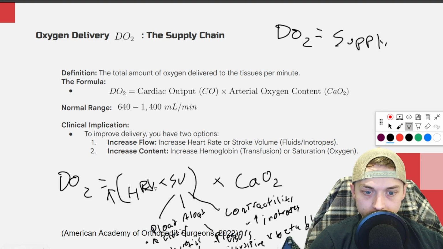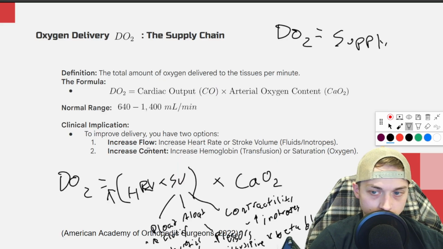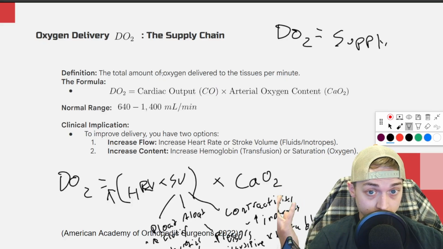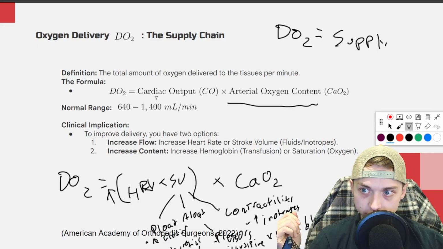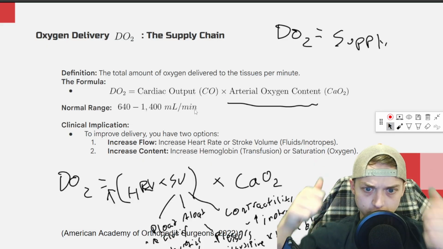So this is one side of the equation. Now we're going to get into the other side. Remember, to improve delivery, we have two options. We can either increase our heart rate or our stroke volume, or we can increase the content of our arterial oxygen content. Say that a product from Walmart is in high demand. In order to maintain American consumerism, they can either increase how often shipments are coming through, altering this part, your cardiac output, or they can stack the truck full and put everything on one truck at once, and that would be altering the arterial oxygen content. Okay, are we clear on that? Okay, good.